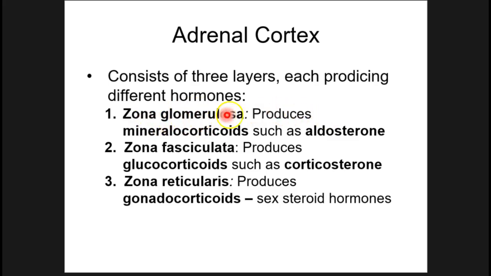The zona glomerulosa produces mineralcorticoids such as aldosterone. I'm going to give you the scientific way, and then I'm going to give you the mnemonic device that one of my students shared with me that makes this memorable. The zona fasciculata produces glucocorticoids such as corticosterone. I would like you to write down cortisol as an option here too. Cortisol is pretty well known, memorable.